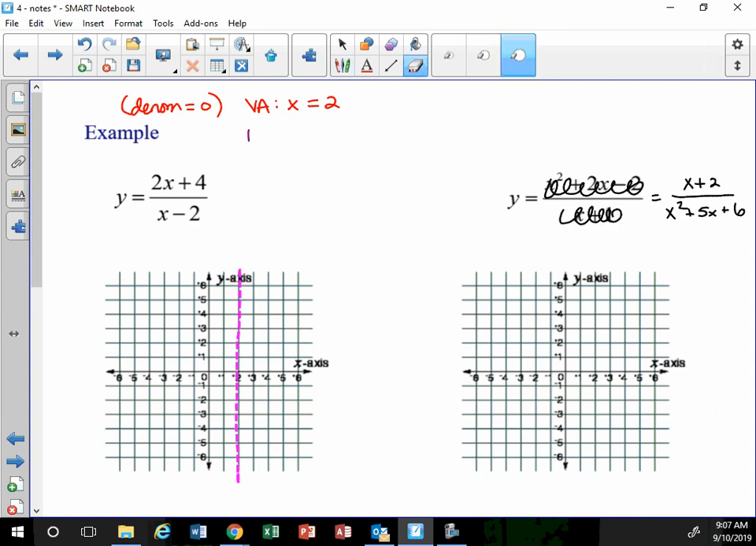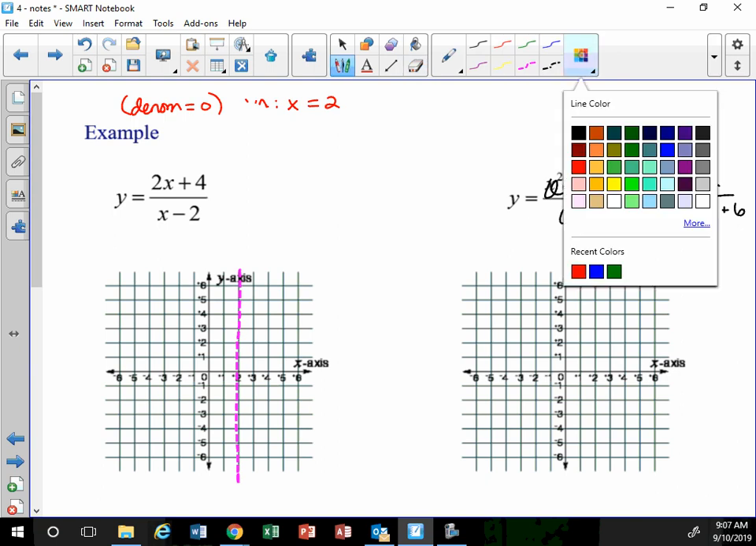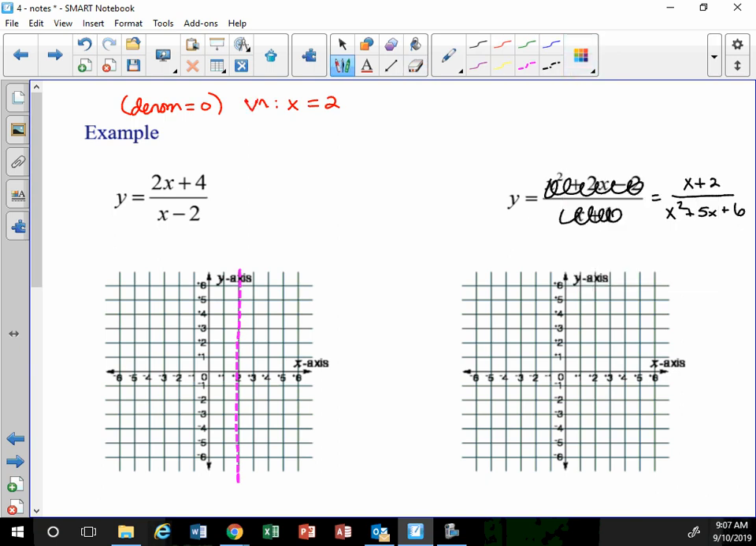Horizontal asymptote. This is the whole top heavy, bottom heavy, or balanced. So what is the degree of our numerator? 1. What is the degree of the denominator? 1. So what do you think that means? Balanced, and we divide the coefficients. So all I'm looking at are these two. So what is 2 divided by 1? 2. So y equals 2 is your horizontal asymptote.